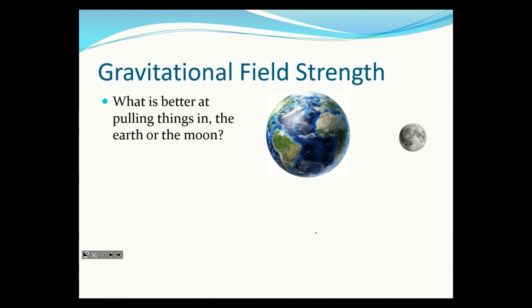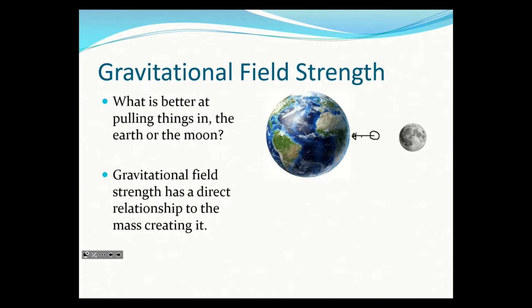So what's better at pulling in things, the Earth or the Moon? If we had an object directly in between, which way would it go? Well, it would go towards the Earth. Why? Because the Earth has more mass, it's bigger. So the gravitational field strength has a direct relationship with the mass creating it. This one has a really big mass and a big field strength, and this one has a small mass and a small field strength. So as one goes up, the other goes up. As one goes down, the other goes down. That's a direct relationship.